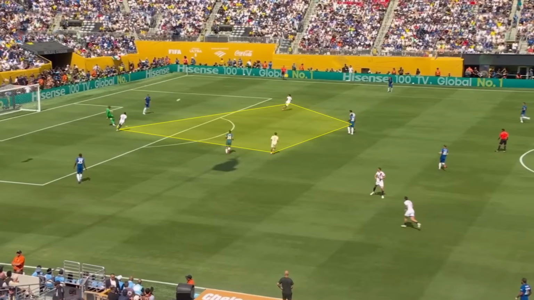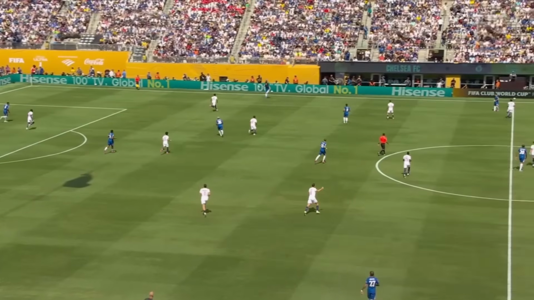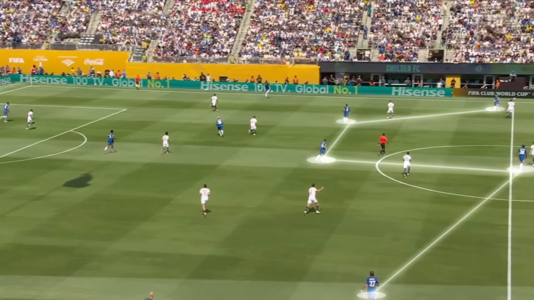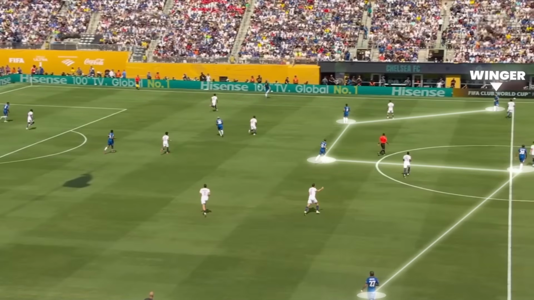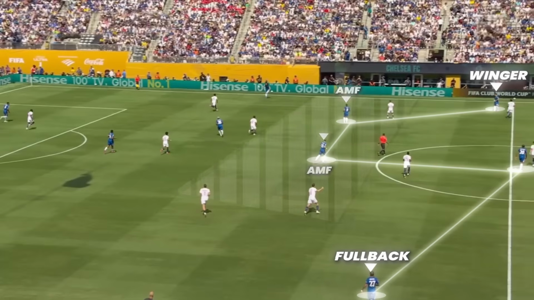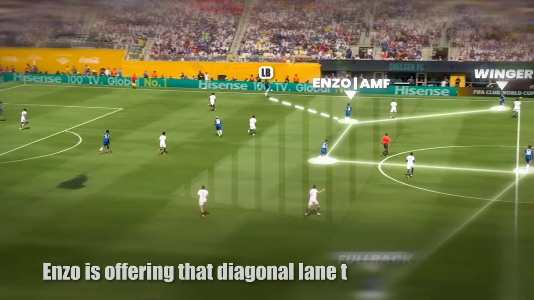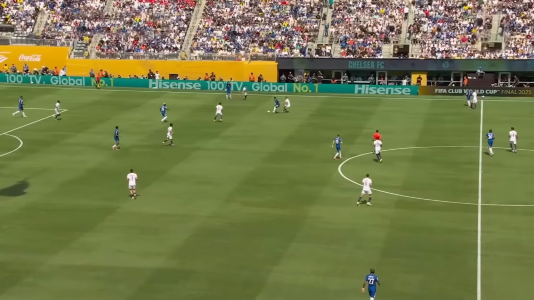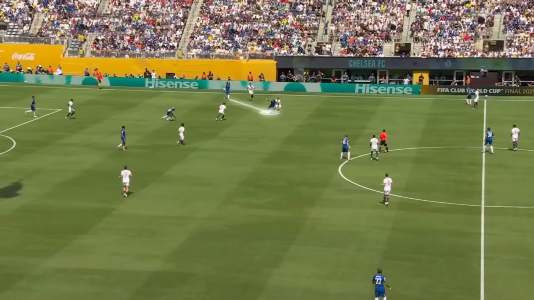As the press is narrow, the ball is switched. Now Chelsea is using the classic positional structure where 5 different lanes are covered. When a winger provides width on the left, the fullback does the same on the right. The attacking midfielders occupy the space between the lanes, and here Enzo is offering that diagonal lane to his left back. Again, it's the same diagonal pass that made it difficult to defend.